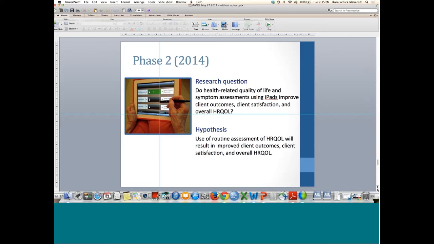So on the side here, I have my research question. Do health-related quality of life and symptom assessments using iPad improve client outcomes, client satisfaction, and overall health-related quality of life? My question and my hypothesis are really based on previous research coming from oncology and lung transplantation, which identified that when you had routine assessment of health-related quality of life, the first thing was that communication between patients and healthcare professionals was positively impacted, and they said that their interactions weren't prolonged.